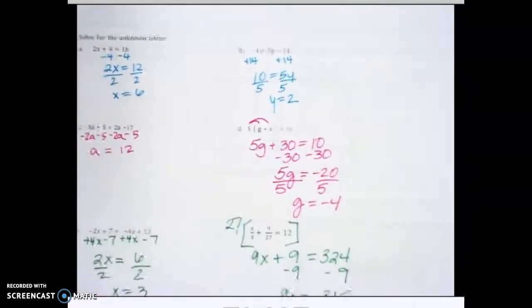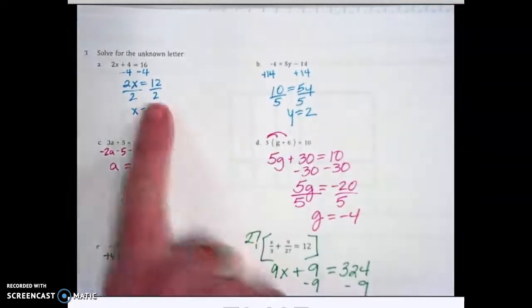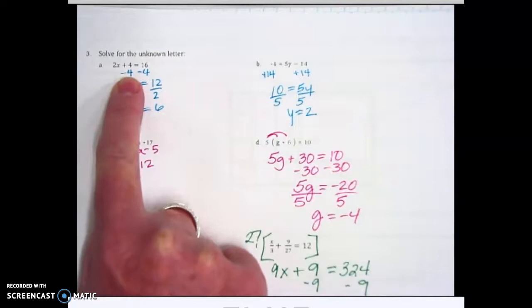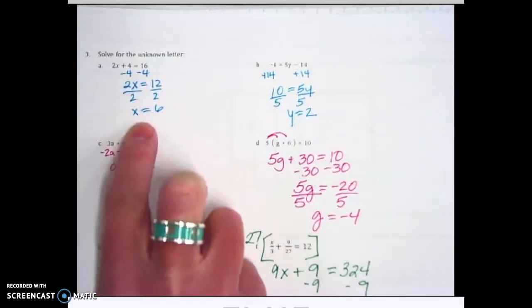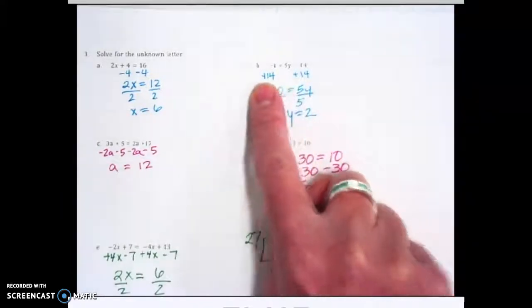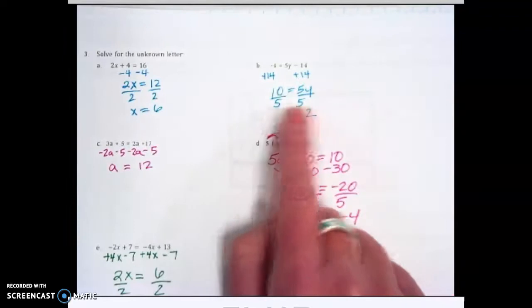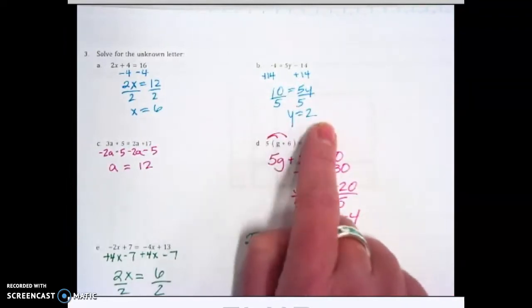Up at the top, question number 3A, solve for the unknown variable. So we're going to add 4 to both sides, divide both sides by 2. That gets us to x equals 6. Part B, add 14 to both sides, and then we're going to divide both sides by 5. So we get y equals 2.